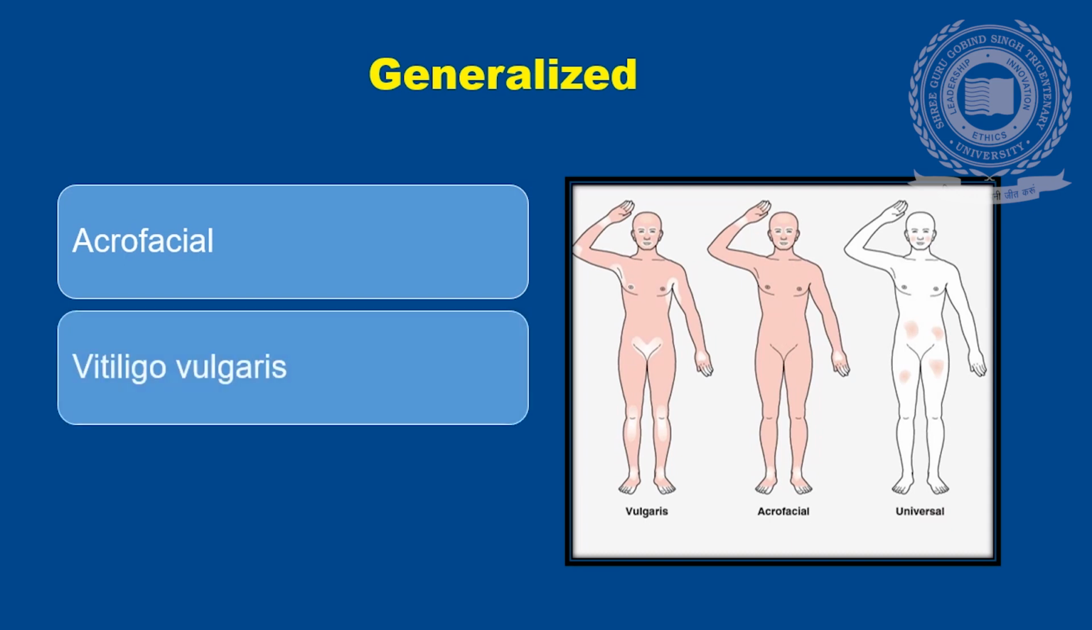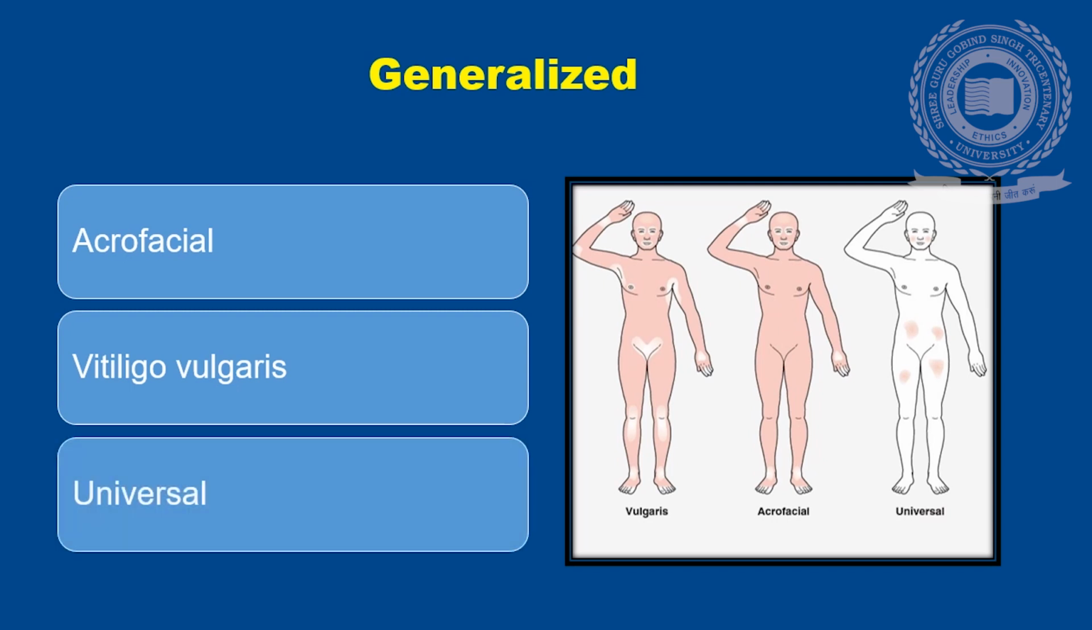The second subtype of generalized vitiligo is vitiligo vulgaris. The third subtype of generalized vitiligo is universal type of vitiligo, in which the entire body is involved by vitiligo and there are only a few areas of the body which are not involved.